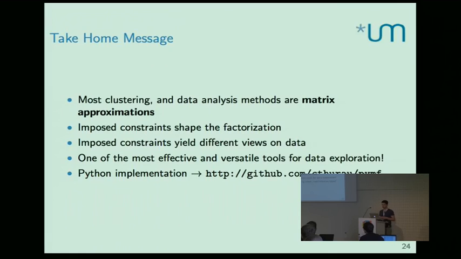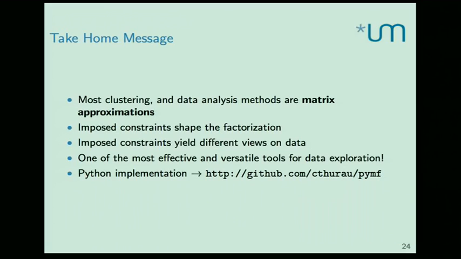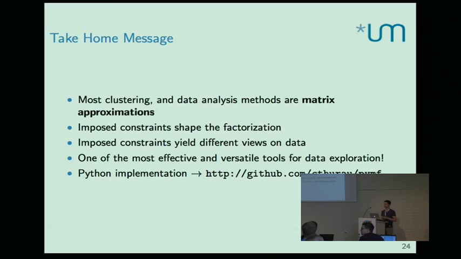As a take-home message, effectively, a lot of methods in data analysis, including clustering and so on, are nothing else than matrix approximation methods. They differ in the constraints that you impose on them. And interestingly, the constraints shape the outcome of these methods too. I mean, this is probably the most interesting take-home message.